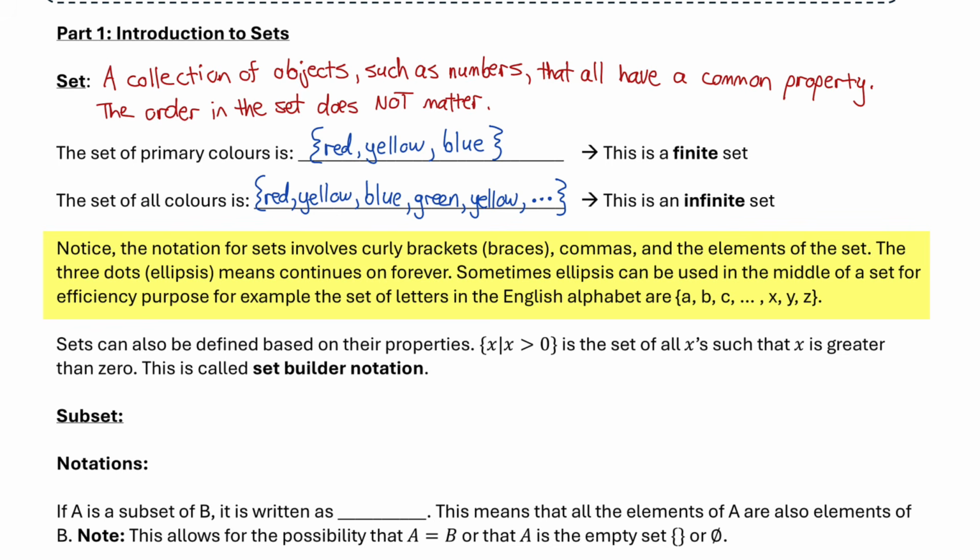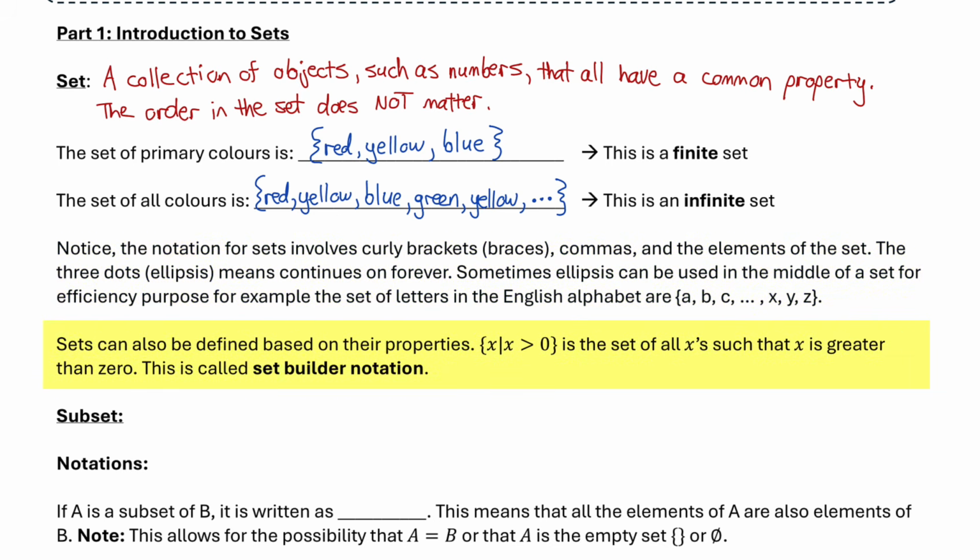Sometimes an ellipsis can be used in the middle of a set for efficiency purposes. For example, the set of letters in the English alphabet, we could start with A, B, C, and then use the ellipsis to show there's a bunch more in the middle, and then it finishes with X, Y, and Z. So that's a situation where an ellipsis is just used for efficiency, but it doesn't mean that that's an infinite set.